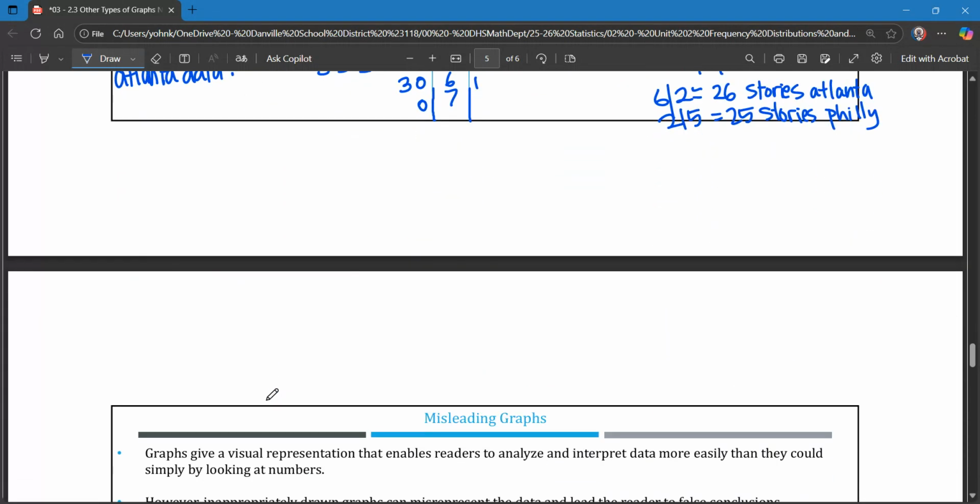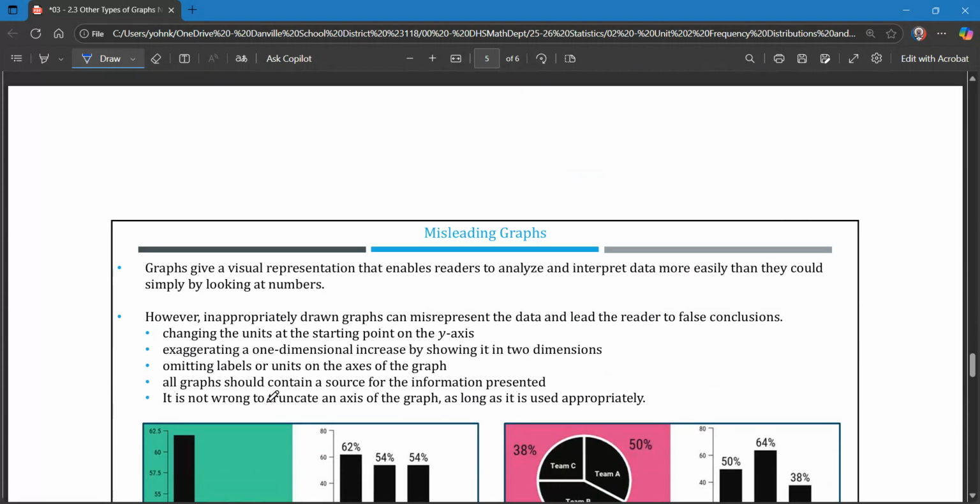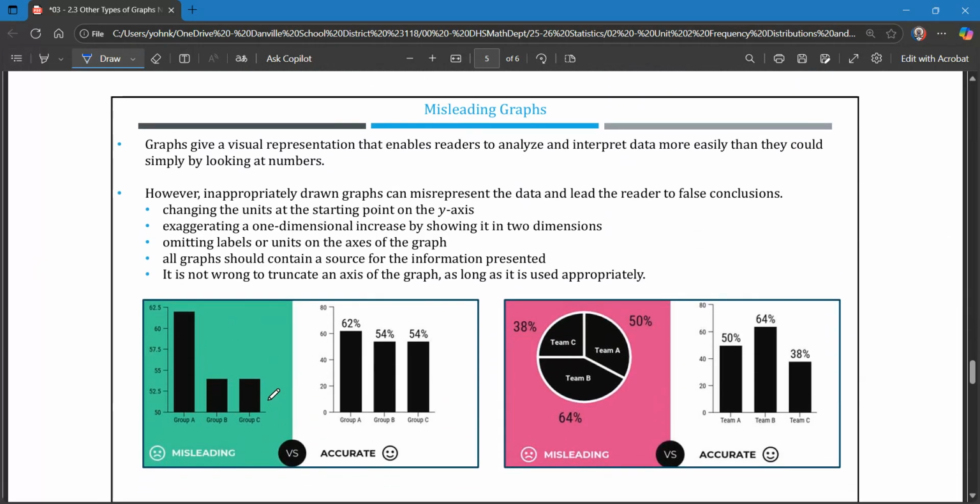Okay, we've learned them. So now we're going to talk about misleading graphs. We talked a little bit about this in chapter 1 when we talked about the misuse of statistics, but we're going to talk even more about it now. Graphs give a visual representation that enables readers to analyze and interpret data more easily than they could simply by looking at numbers. That's the whole point of this chapter, kids, is that we are looking at how do we take the data, put it into some kind of graph so that somebody can learn something intelligent about it.